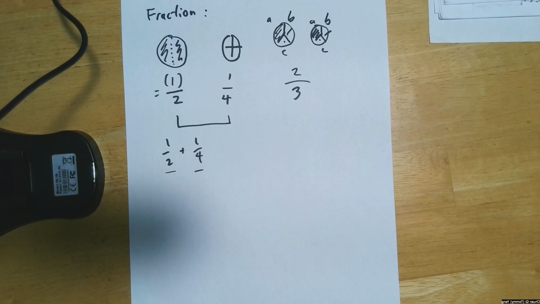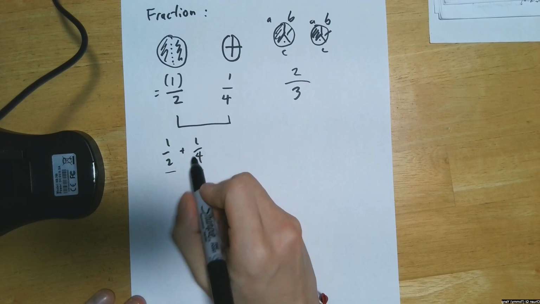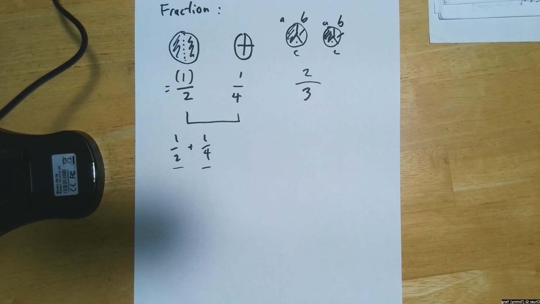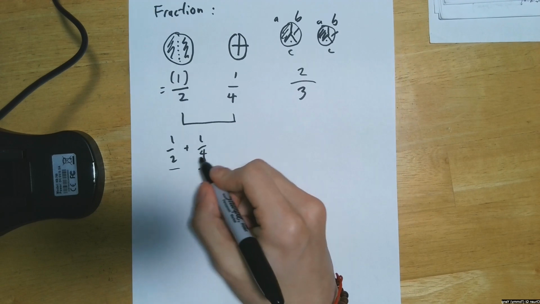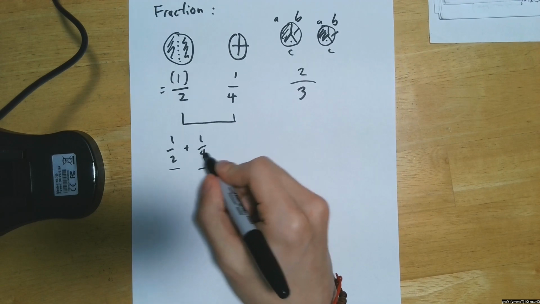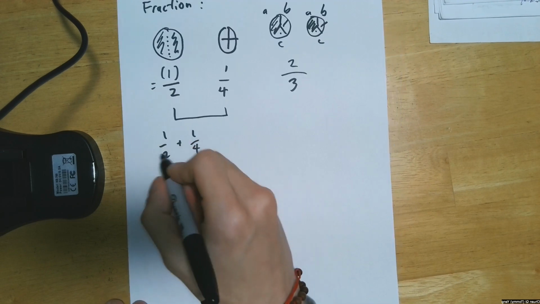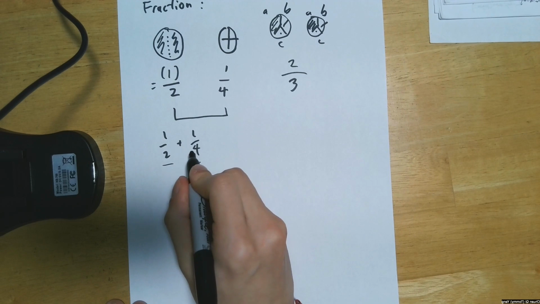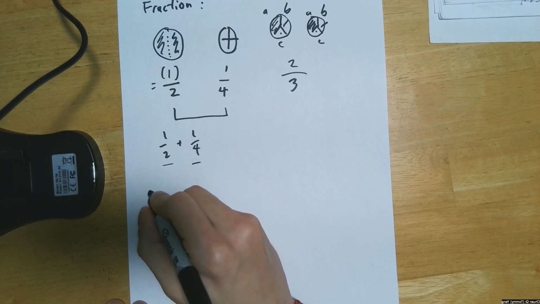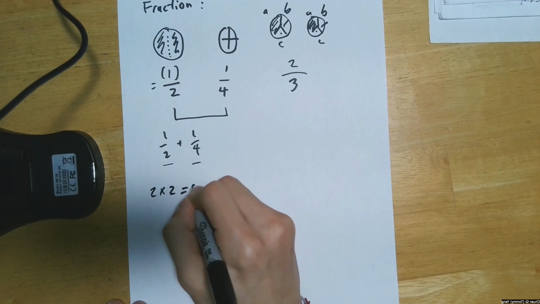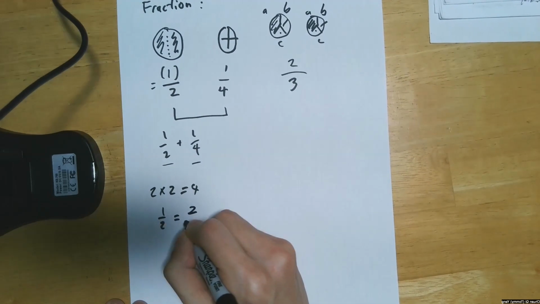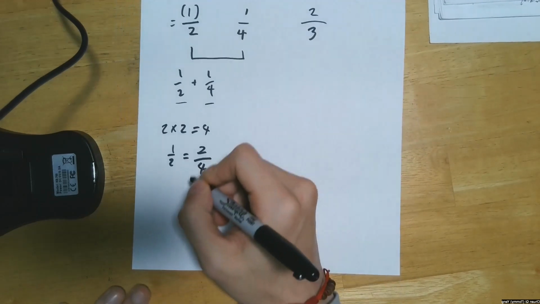So what's one way you can do this? Well, a rule with fractions is we usually look at the bigger denominator. So let's say the biggest denominator is 4. We can say, okay, how many times does 2 go into 4? Well, 2 times, because 2 times 2 equals 4. So 1 over 2 will be the same as saying 2 over 4.